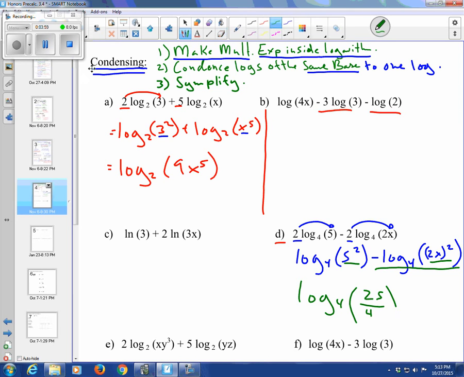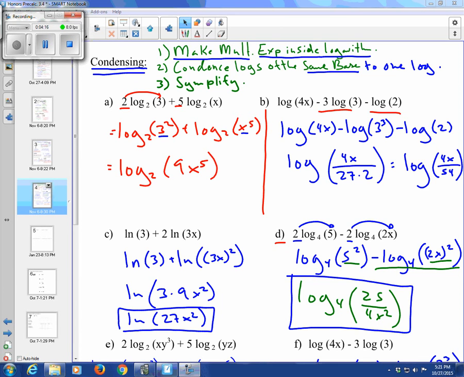Let's see if we can get that right: 25 over 4x squared, like that. Okay, so why don't you guys pause the video and give the rest of these a shot, and we will look at them together in a second.